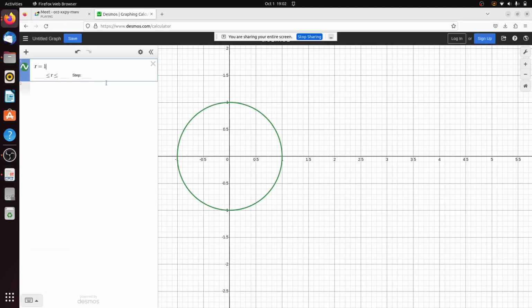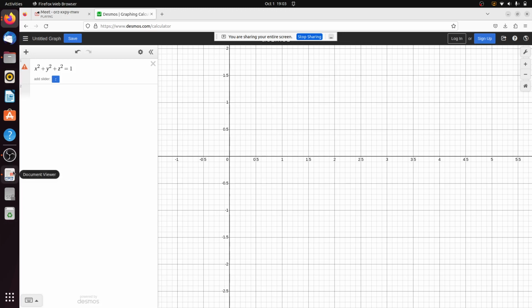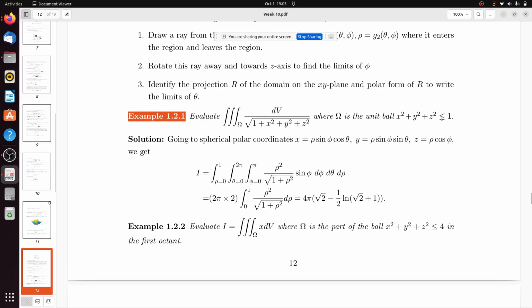See, I am trying to plot this thing, x square plus y square plus z square equal to 1. Okay, Desmos can only portray 2D things. So this is nothing but rho equal to 1, a sphere.